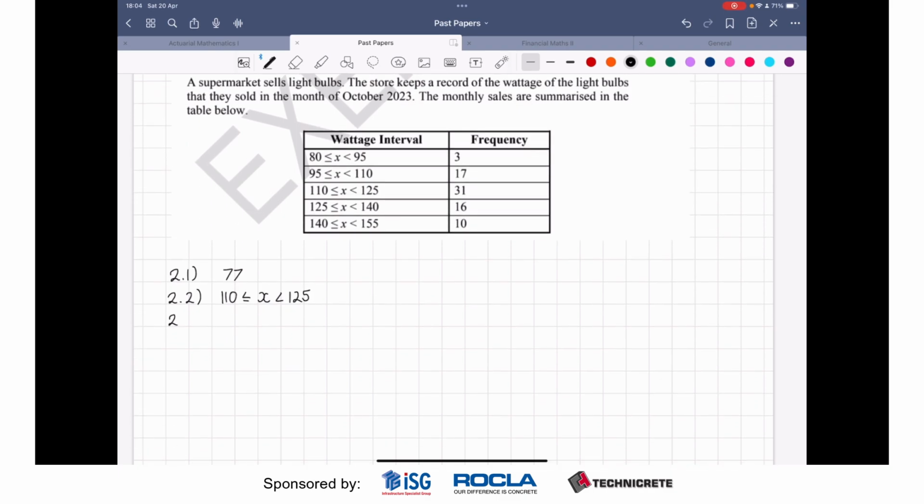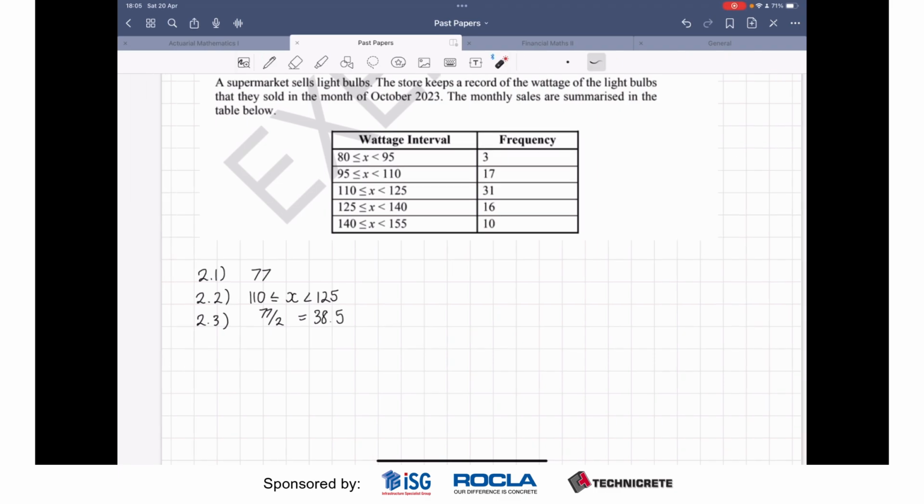Then 2.3, determine the interval in which the median lies. So the median is going to be the middlemost data point, and we know that the total data points was 77, which means that the middlemost one is the halfway of 77, which is 38.5. So we're looking for the class that has the data point that's in the 38.5th position.